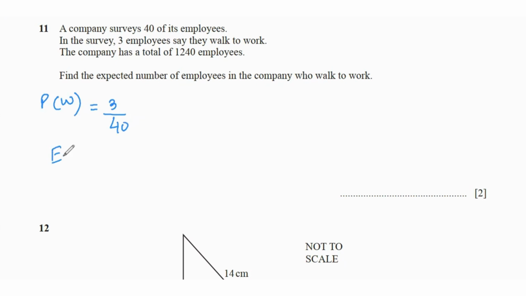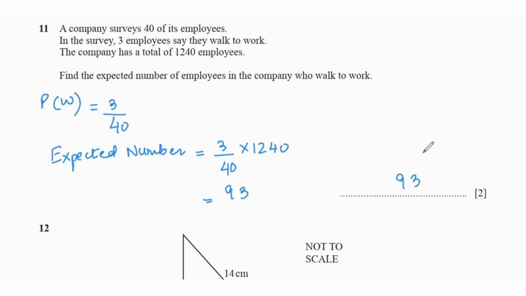Now for the expected number, always multiply the probability with the total number of people. So that's going to be 3 over 40 times 1240. And that's going to give us 93 people. So 93 people are expected to walk to work.